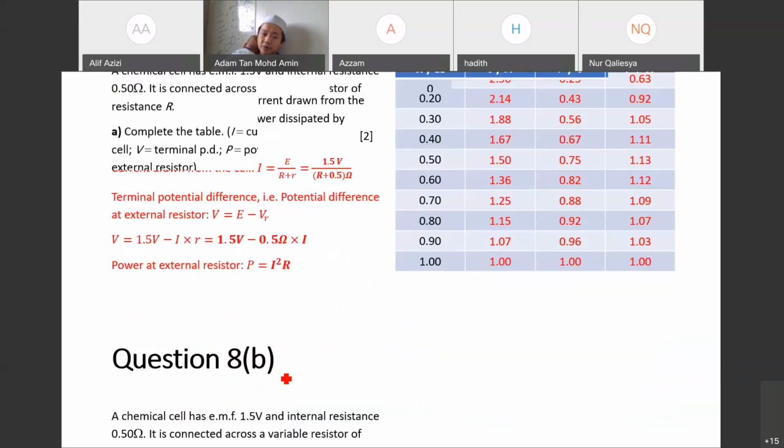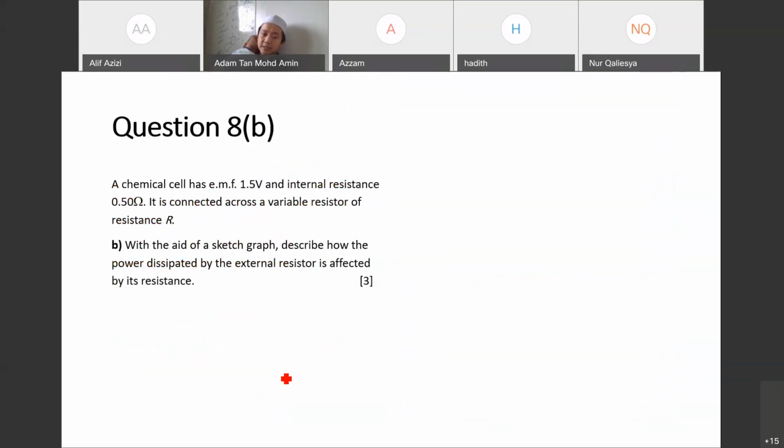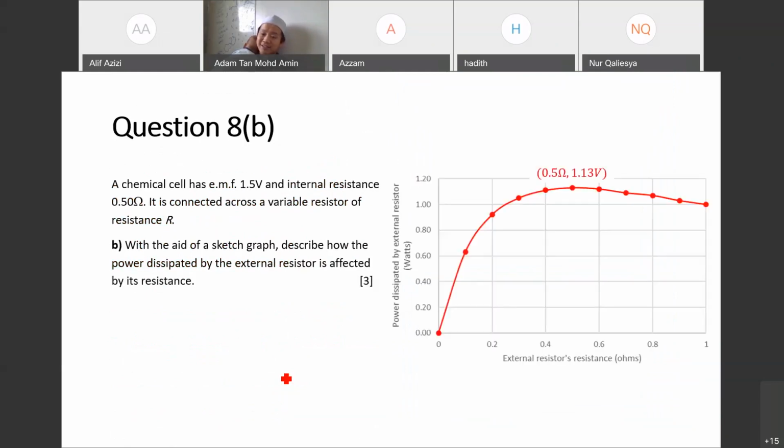So from here, we go to the last question which is with the aid of this graph, describe how the power dissipated by the external resistor is affected by its resistance. So first, you plot it out. When you plot it out, dia akan ada curve macam tu. Dan kita akan nampak dia punya maximum at the resistance is at 0.5 ohms. So coincidentally, tak coincident sangat, this value of 0.5 ohms is actually similar to the internal resistance value of the cell, which is at 0.5 juga.